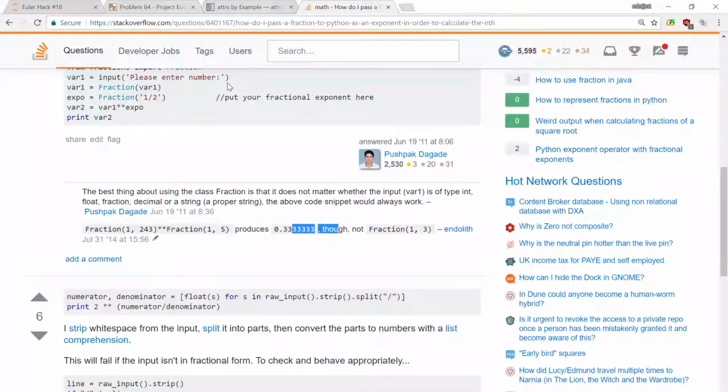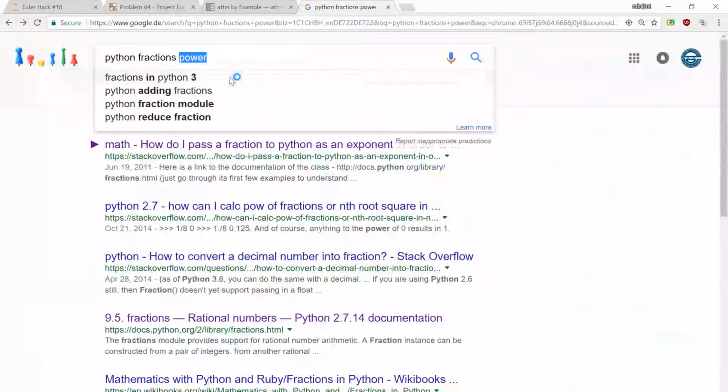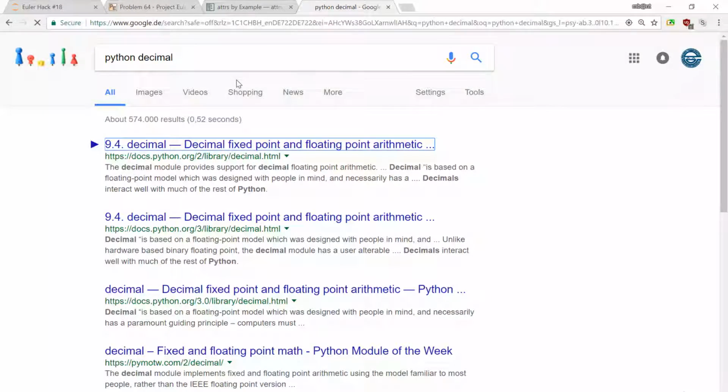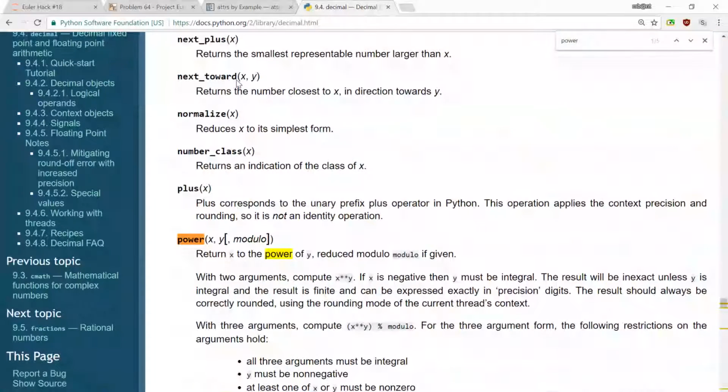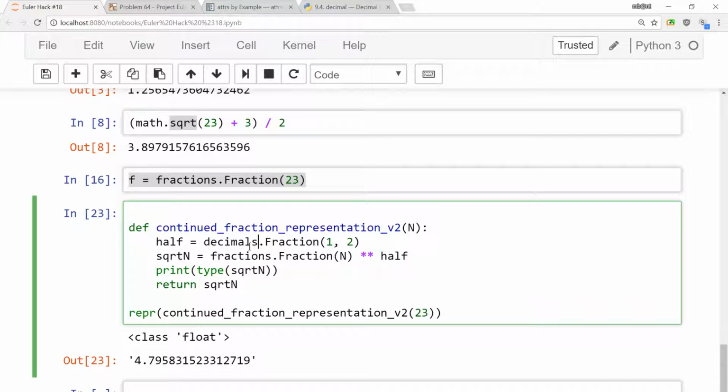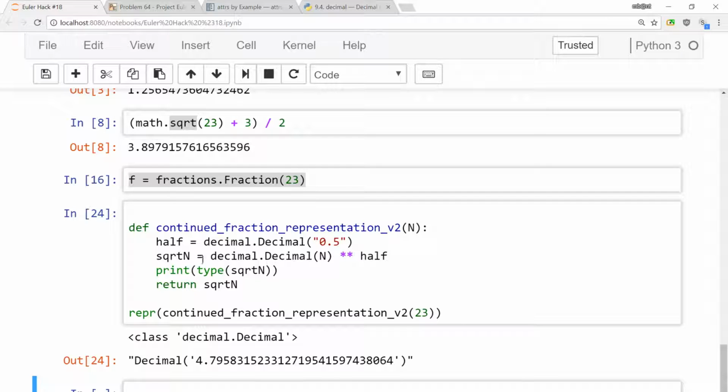Maybe decimal. I mean, we're talking about precision anyway. Okay, yeah, decimal is probably better. Decimal. Okay. Power. Okay, so this has power. So let's do decimals. Decimal, and I guess 0.5, and decimal this to the power of that produces a decimal of certain precision.